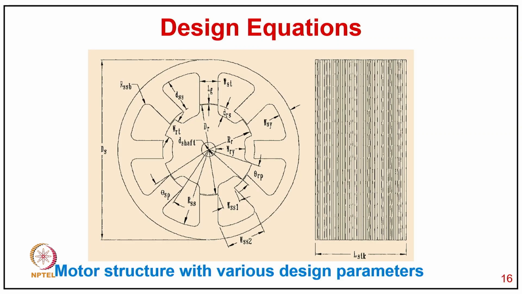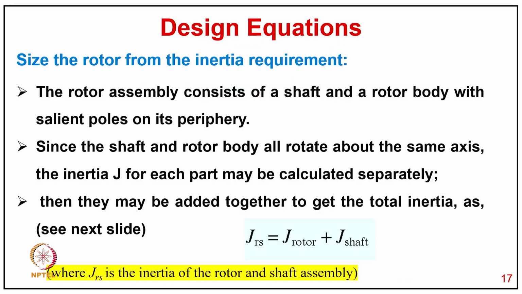Typically the motor is structured with various design parameters, where Lsk is the stack length, Ds is the outer diameter, and the rotor diameter is Dr, along with other dimensions like pole arc and pole pitch and different dimensions otherwise. Now the size of the rotor from the inertia requirement. The rotor assembly consists of a shaft and a rotor body with salient poles on its periphery. Since the shaft and rotor body all rotate about the same axis, the inertia J for each part may be calculated separately. Then they may be added together to get the total inertia as J_RS equals J rotor plus J shaft.